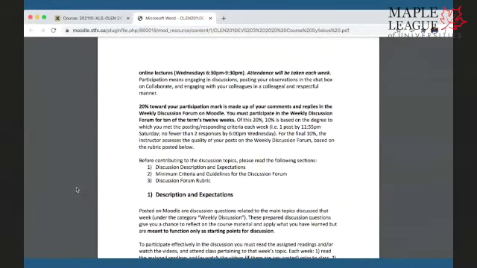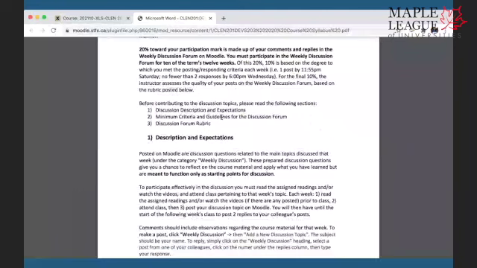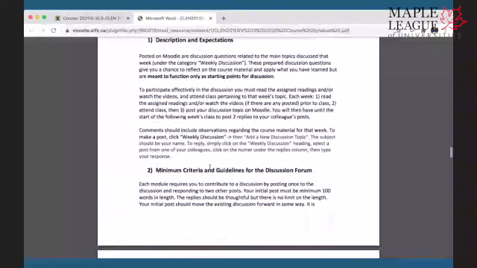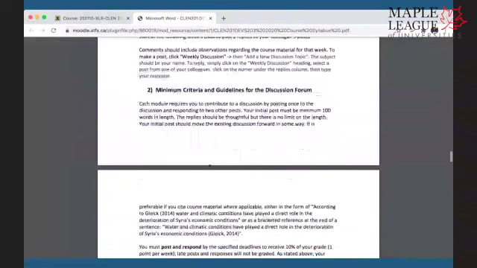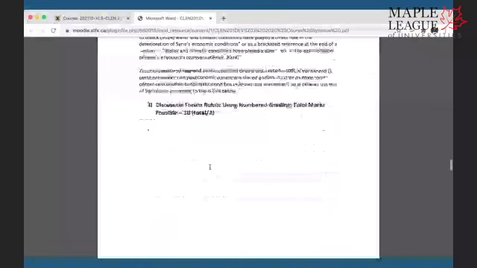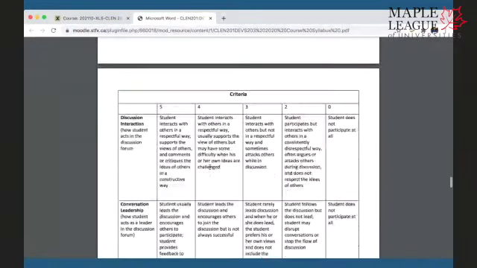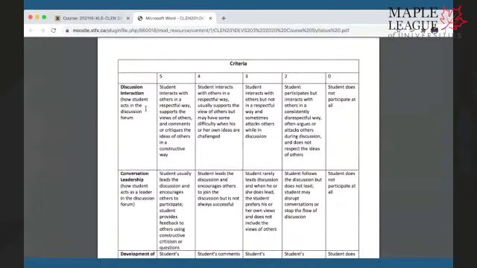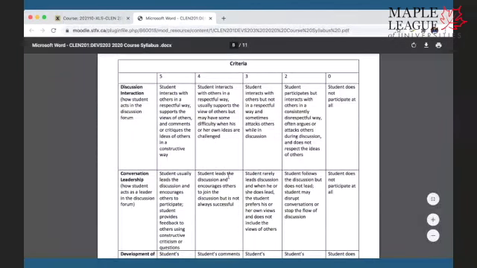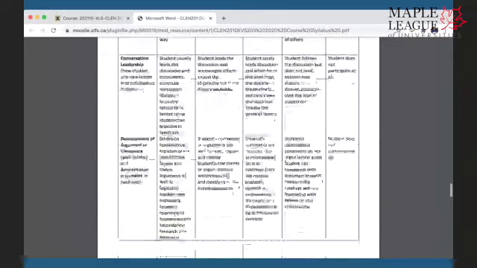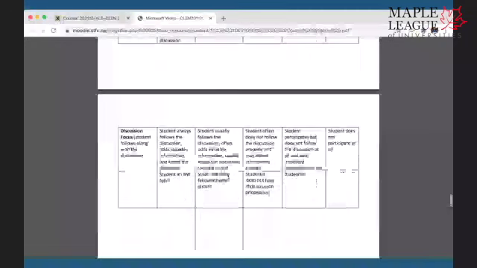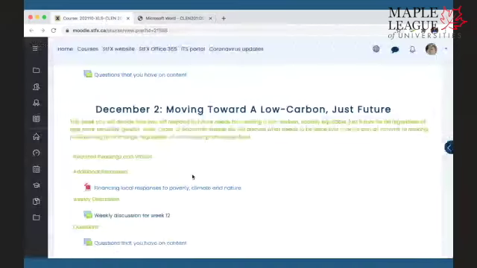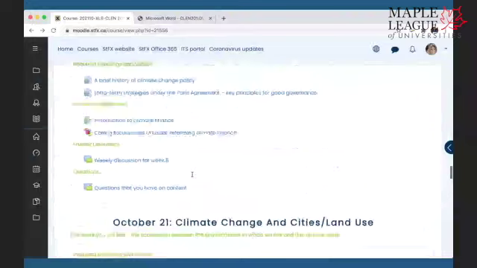So there's a whole big thing here, but basically I show them how I'm going to mark them about this, minimum requirements and guidelines for the discussion forum, and then I go over, at the very end, how I'm going to mark them. There's a whole formula here about their discussion forums. Again, I'm just trying to keep it really clear so that they understand why they get the marks that they're getting, because I don't think I did a very good job at that in my earlier days. And so now I'll show you.